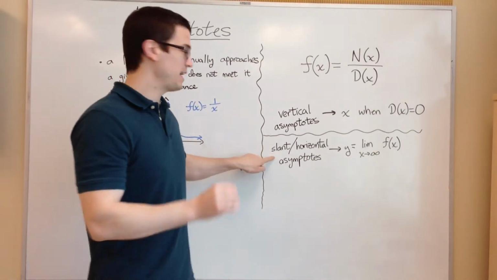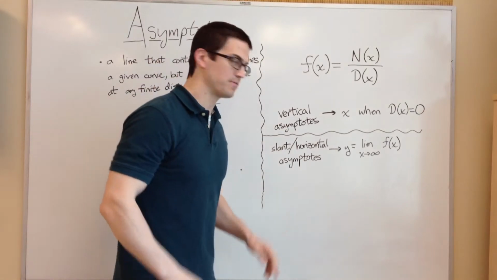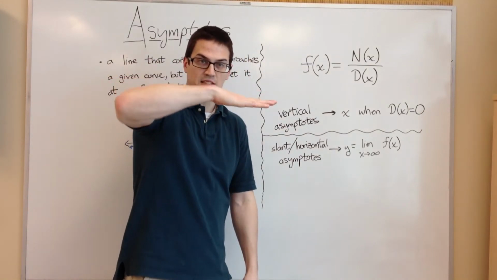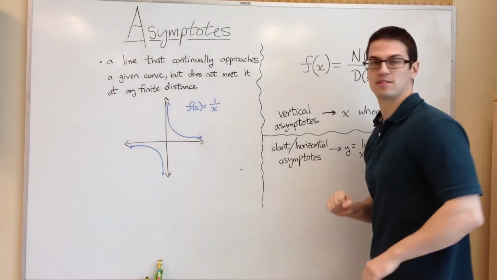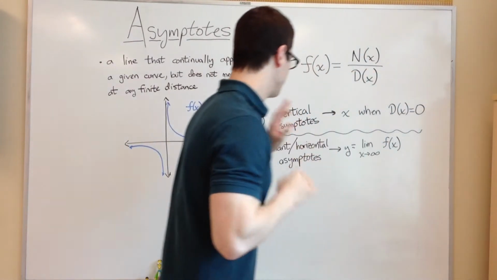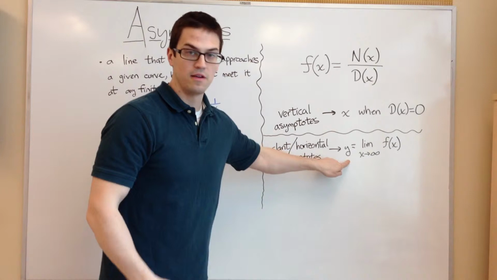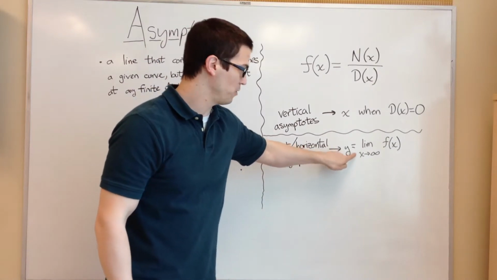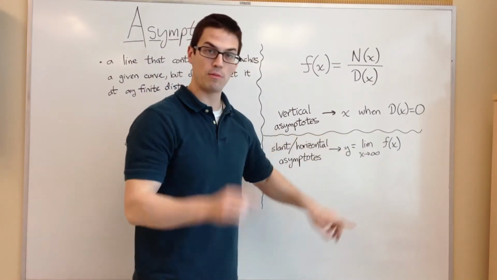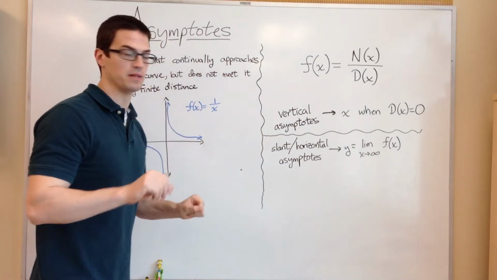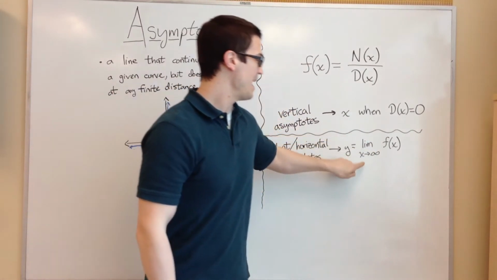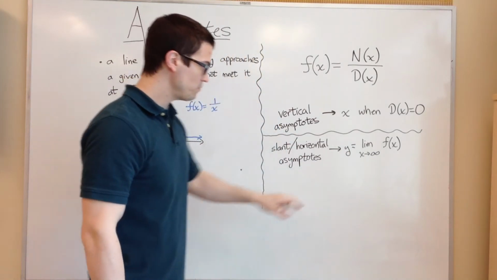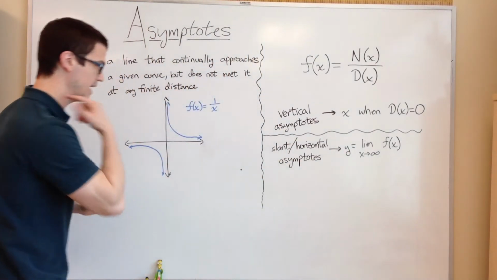Then you have something called a slant or a horizontal asymptote. It's horizontal if it's like this. If it's at any angle, except for up and down, it would be a slant asymptote. But anyway, to figure this out, it has the equation y equals whatever the limit, if you remember limits, our last video was on limits, of f of x, this rational function right here, as x goes to infinity. So let's test that with our example.